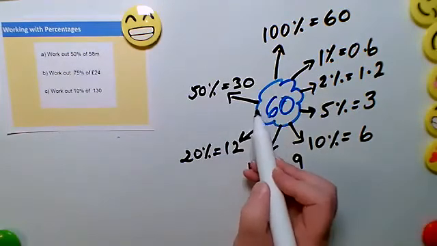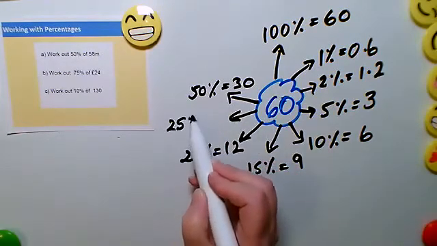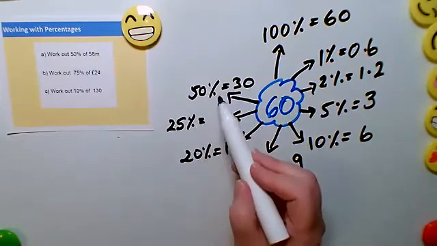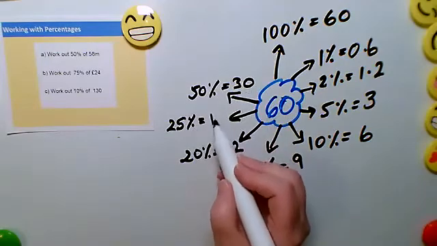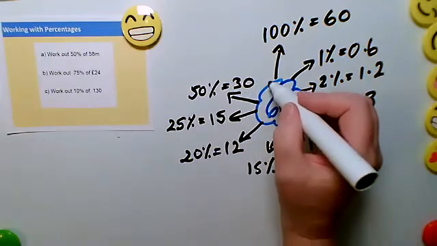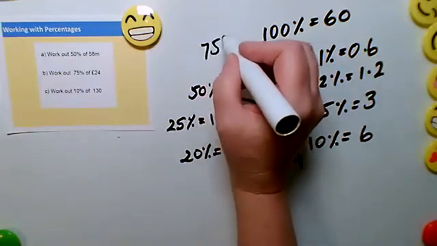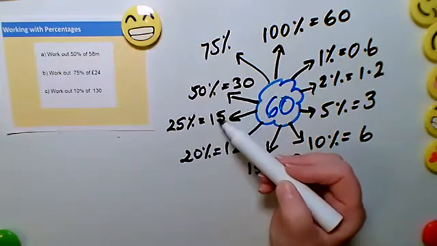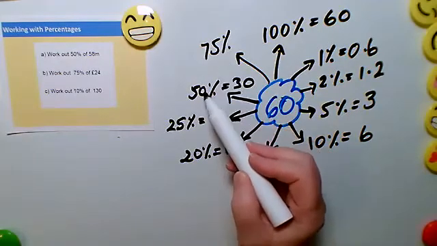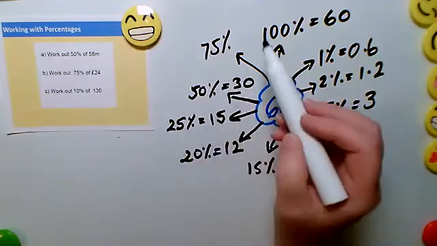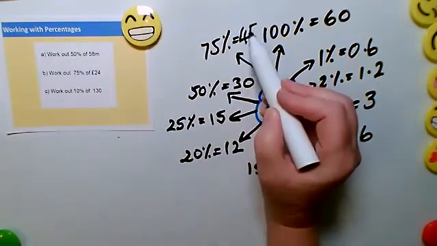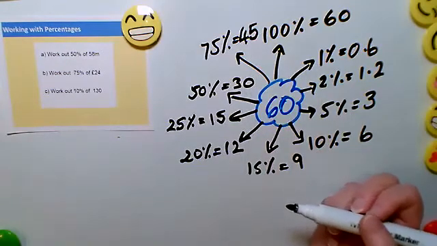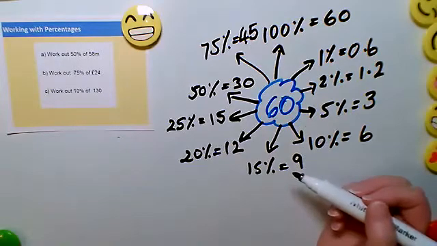Now, when I've got 50%, it also helps me to work out 25%. If 50% is 30, 25% will be half of this. So half of 30 is 15. And what about if I wanted 75%? Well, if I can half that again, and then add those together, I will get 75% because 50 plus 25 is 75. So 75% in this case would be 45. So there really is a lot of ways you can work with percentages just using your numerical reasoning skills.